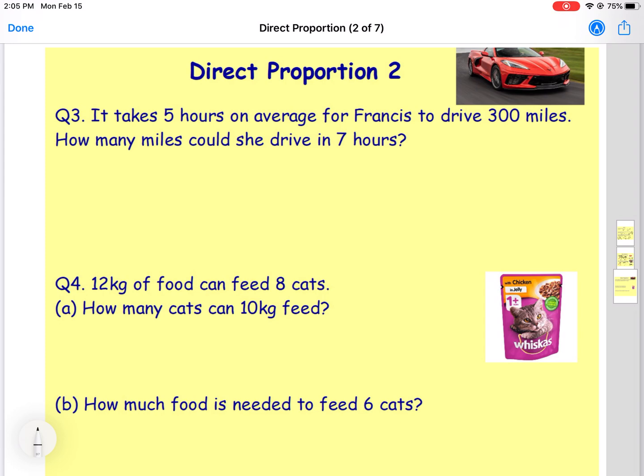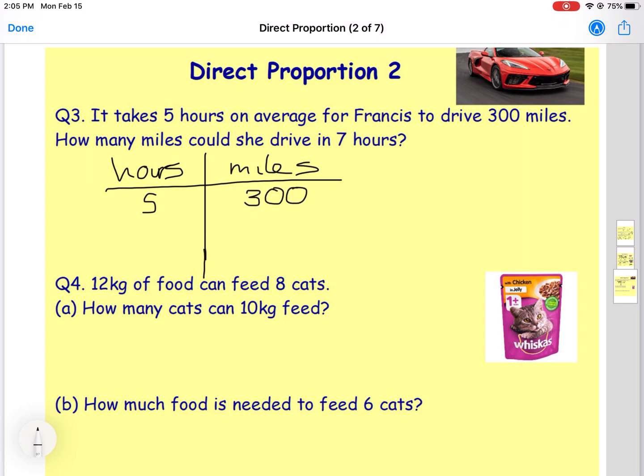Okay, back to it. So 5 hours and 300 miles. Our table is going to be hours on one side and miles on the other. It doesn't matter which side of the table you put these on, as long as you put the correct numbers underneath the correct headings. So 5 hours takes us 300 miles. Now, we need to find out how far Francis can drive in 7 hours.